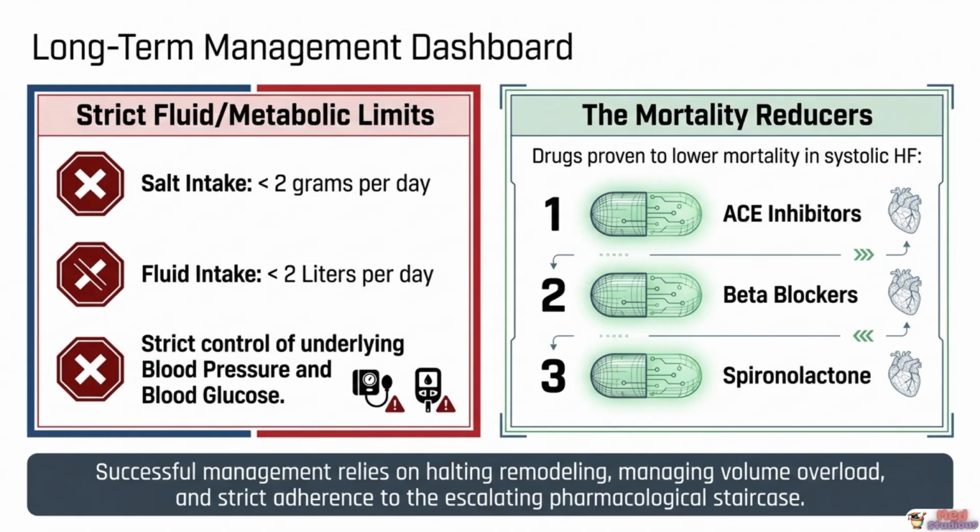The Consensus trial established ACE inhibitors. The CIBIS-2, MERIT-HF, and Copernicus trials established beta blockers. The RALES trial established spironolactone. Together, these three agents form the cornerstone of evidence-based heart failure pharmacotherapy. As we close, remember, heart failure is managed through the integration of pathophysiology, pharmacology, and patient education.